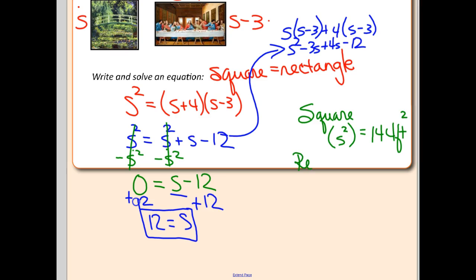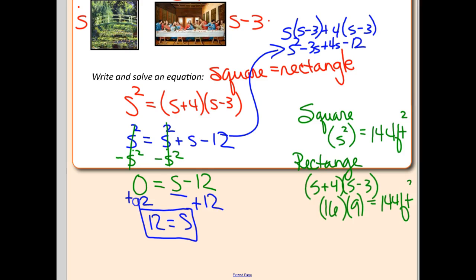Now we've got to find the area of our rectangle. Well, remember, that's length times width. So that's going to give me s plus 4 times s minus 3. Now when I plug in a 12, we've got 16 times 9. Guess what 16 times 9 is? 144 feet squared. And then for your check, you can just say 144 equals 144. Okay? So that is scenario number 1.